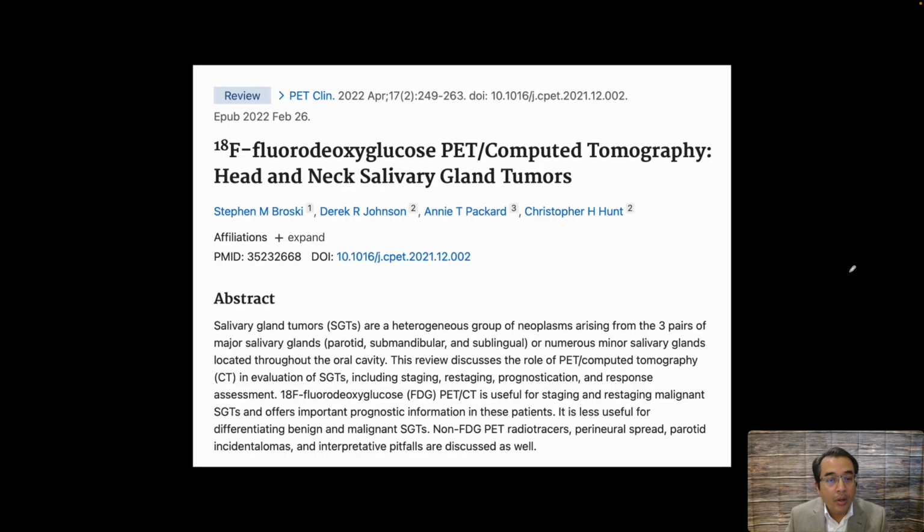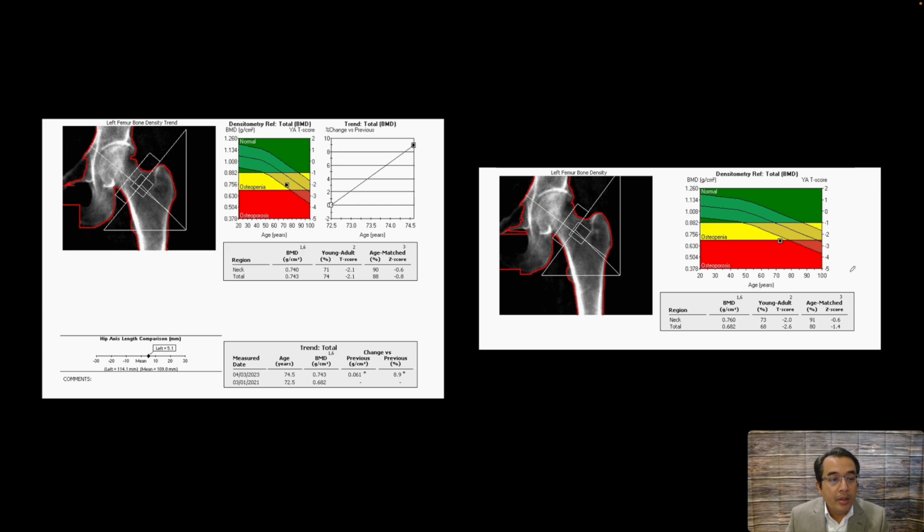This is a good article on the role of FDG PET-CT in head and neck and salivary gland tumors. Our next patient presented for a DXA scan, and here the interesting finding is that on their prior study, which is on the right, we find that in the region of their left femur, their bone mineral density is low, and since the T-score is less than -2.5, osteoporosis was called.